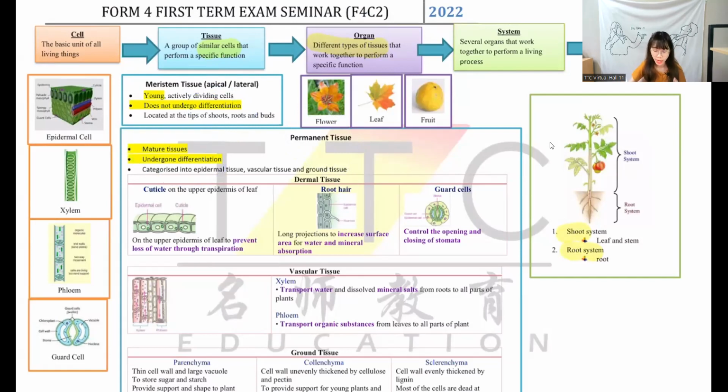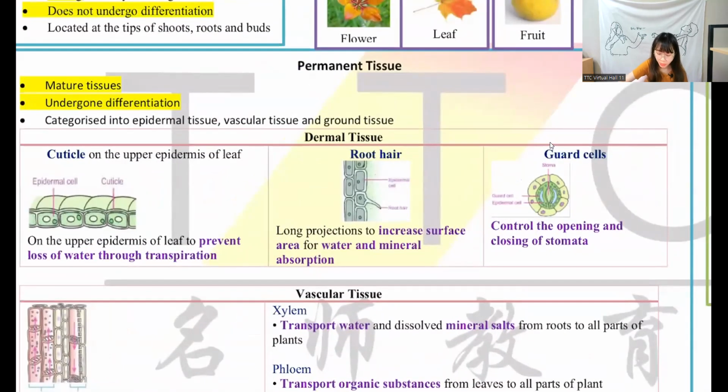For permanent tissue, we have three examples. The first one we call epidermal tissue. Epidermal tissue is the outermost layer, right? We have the cuticle. The cuticle is the waxy layer. The waxy layer is able to reduce excess water loss. Because they're outside, there's a lot of exposure to sunlight, so they reduce excess water loss. That's the reason why they have a cuticle.